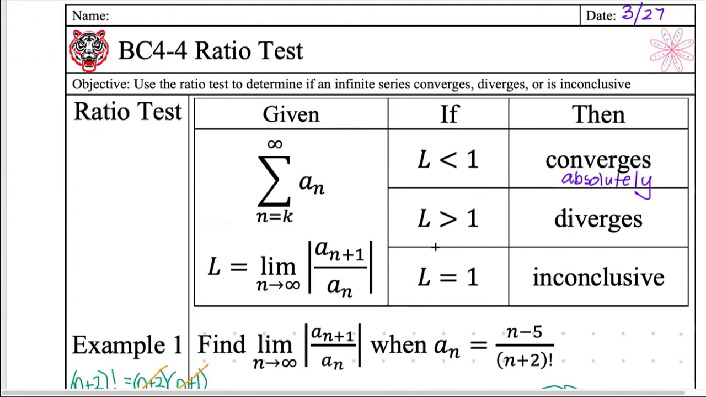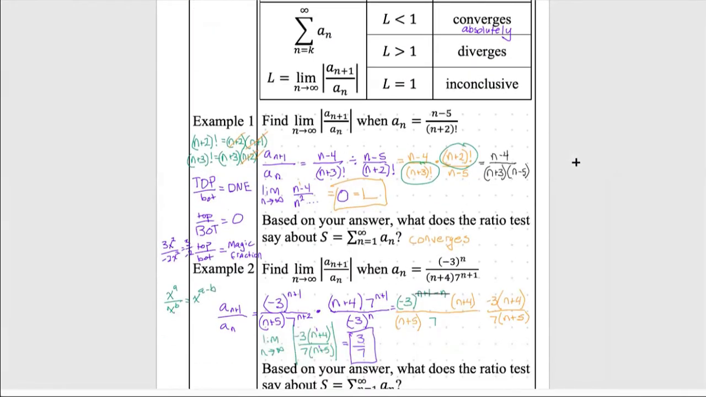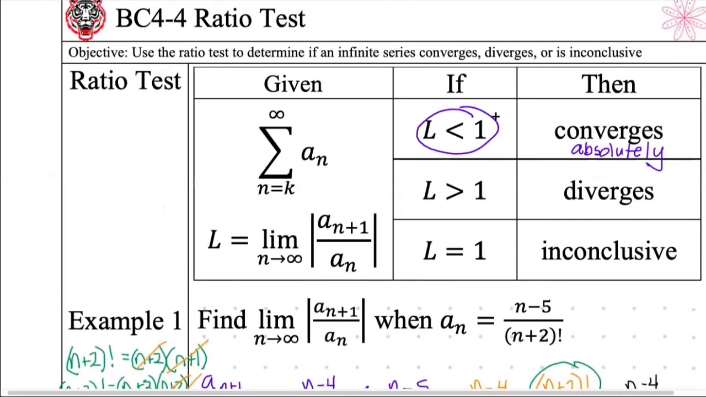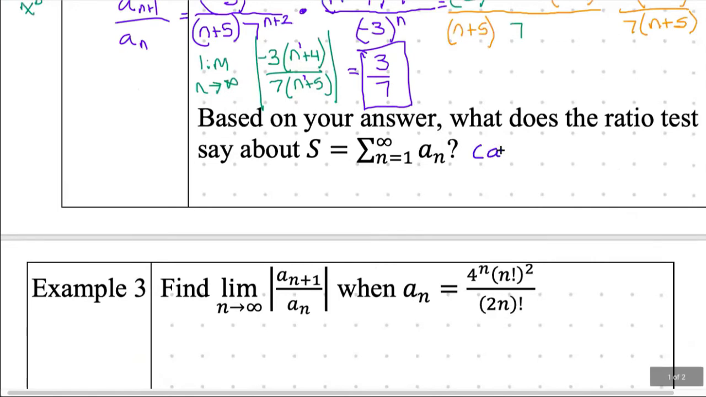I don't know this one. Are we convergent? It is convergent. Why? It's less than 1. Exactly. Yep, that's perfect. So 3/7 is less than 1, therefore it converges. And technically it converges absolutely. So everyone write down Chris's answer. Chris has the correct answer that it converges.